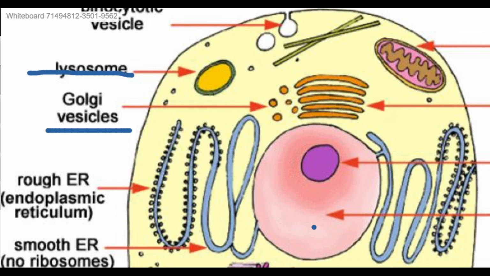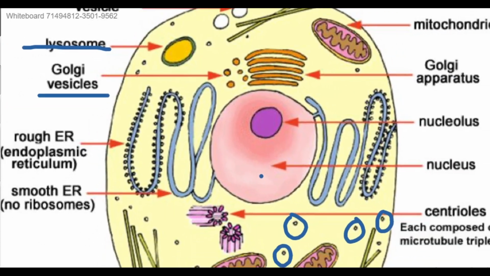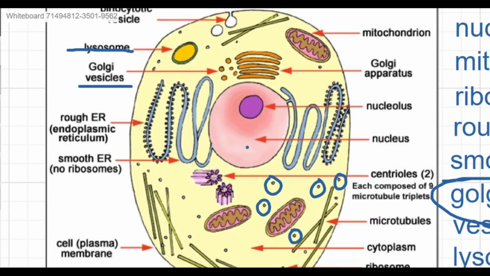Lysosome acts as a digestive system for the entire cell. It contains digestive enzymes. Digestive enzymes are used to break down any old or unwanted organelles. For example, this organelle is unwanted, so it would be digested by this lysosome right here.